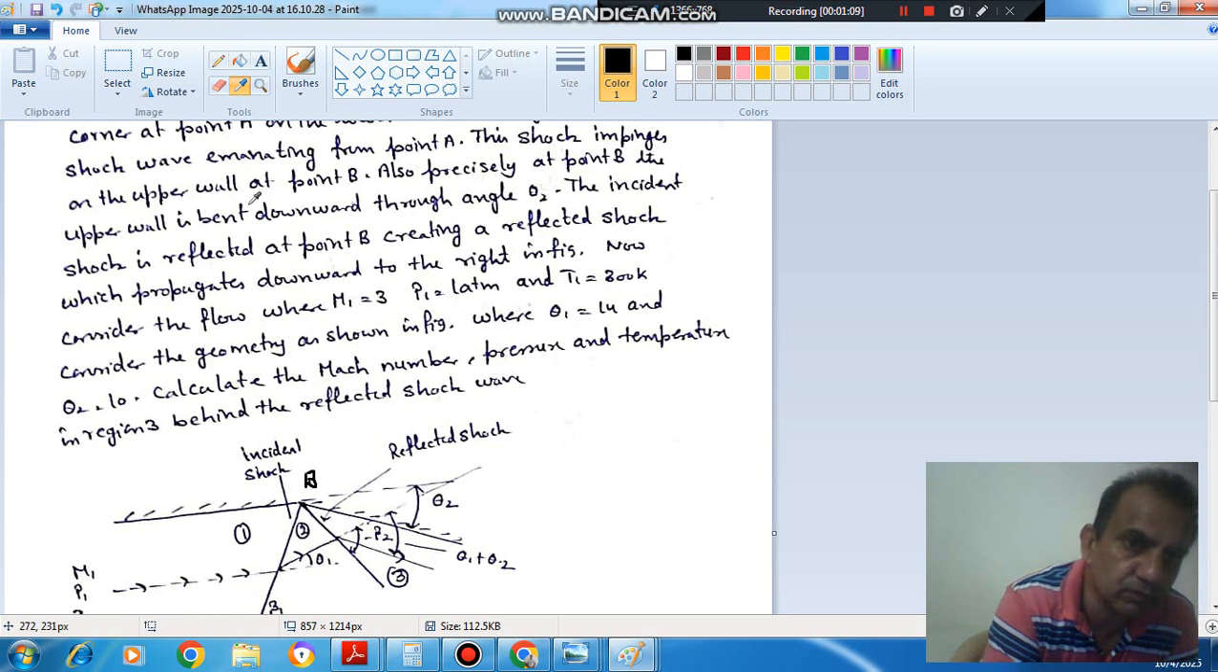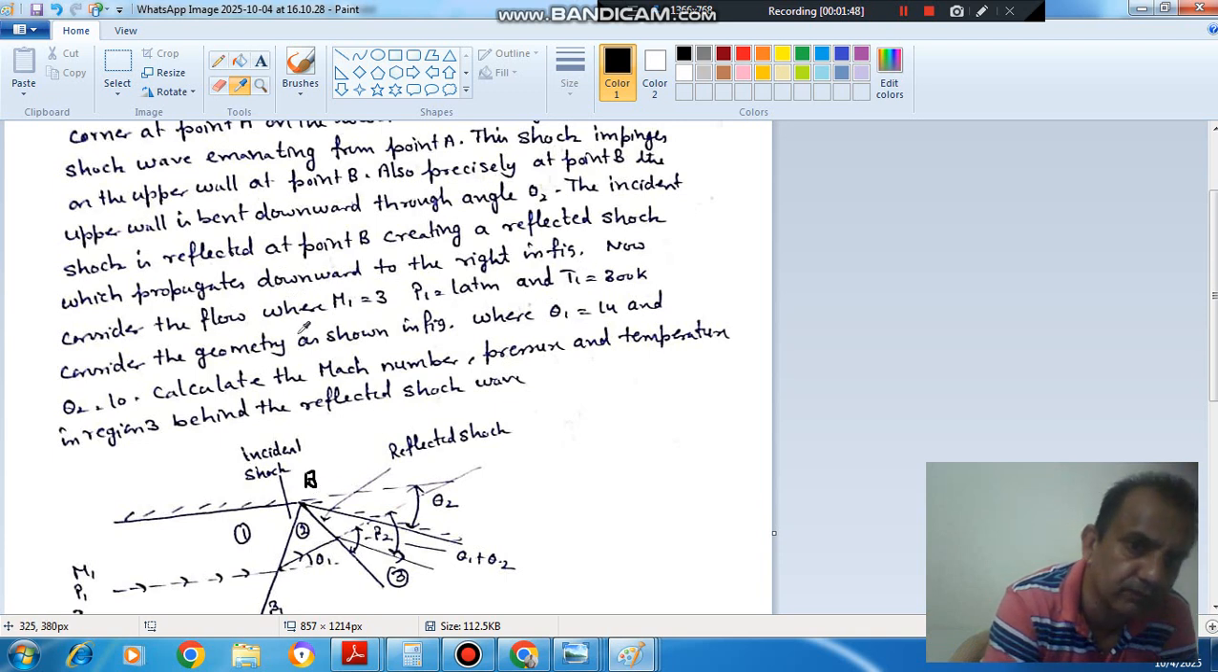This shock impinges on the upper wall at point B. Also, precisely at point B, the upper wall is bent downward to an angle theta 2. The incident shock is reflected at point B, creating a reflected shock. This is the incident shock and this is the reflected shock, which propagates downward to the right in the figure.